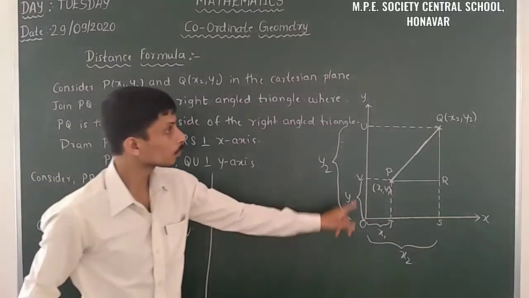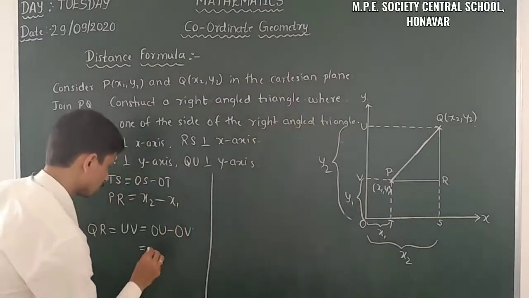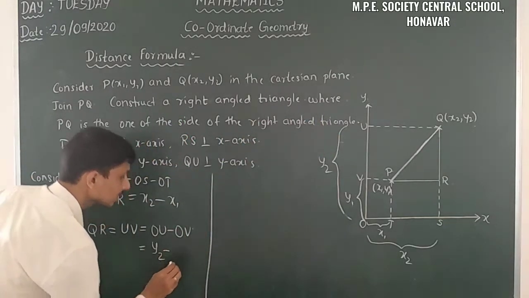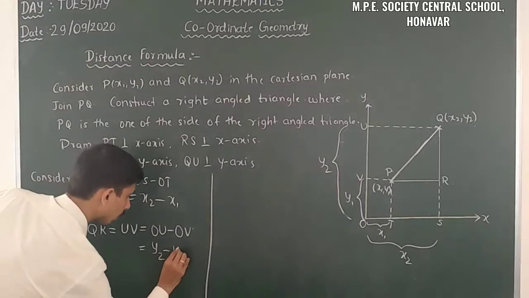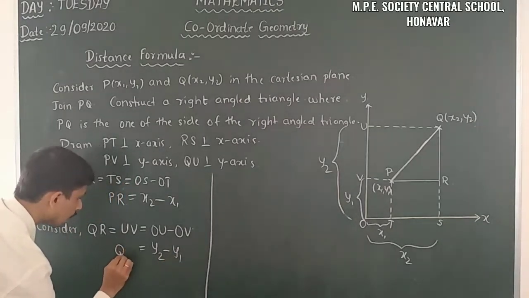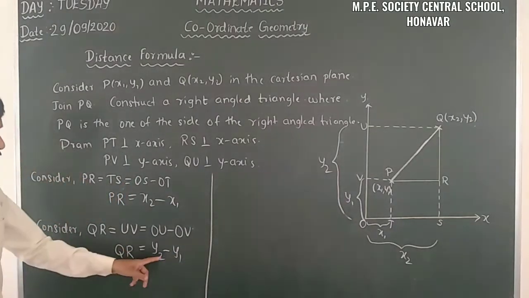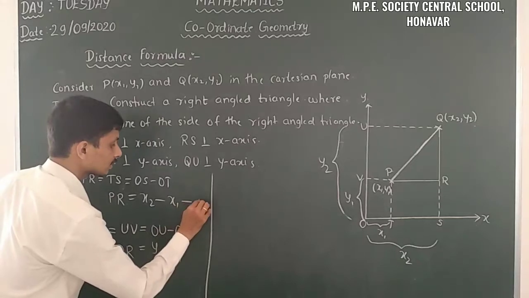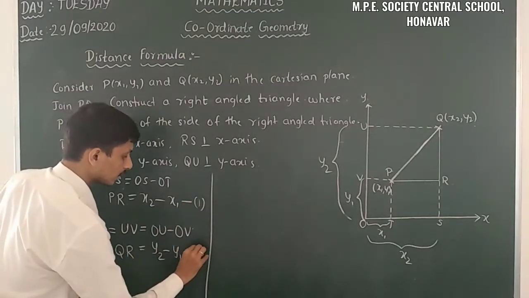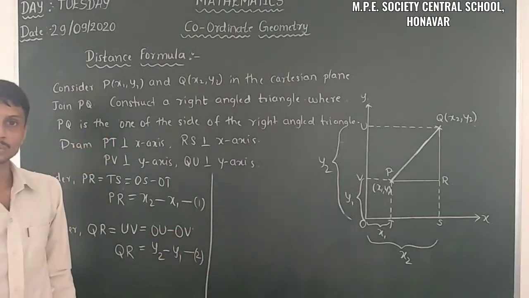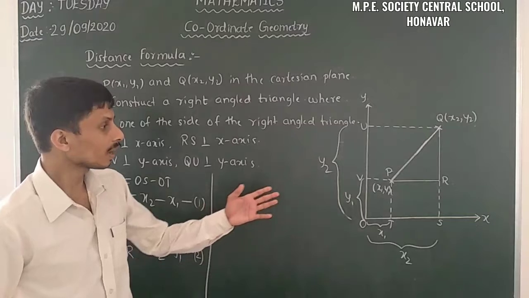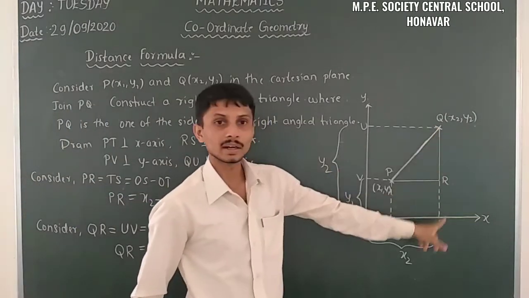So what is the value of OU here? Y2, minus OV is equal to Y1. So QR is equal to Y2 minus Y1. I will consider this as equation number 1 and this as equation number 2. So then we have the values of PR and QR.